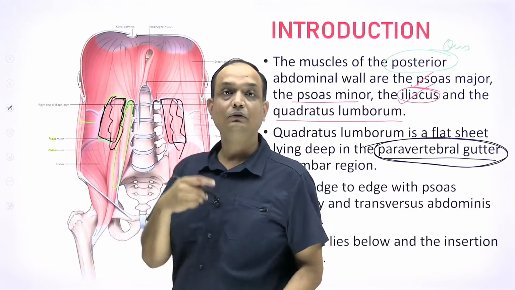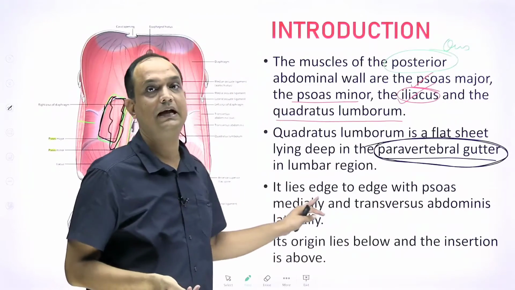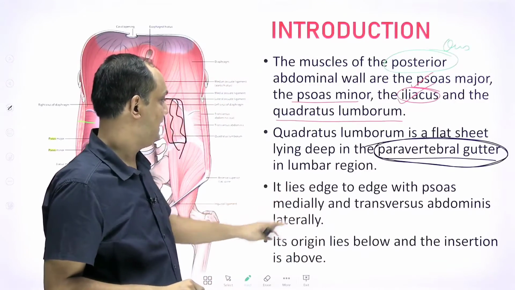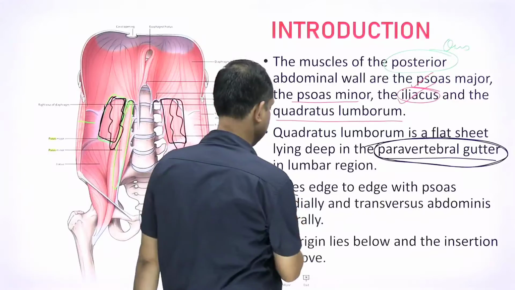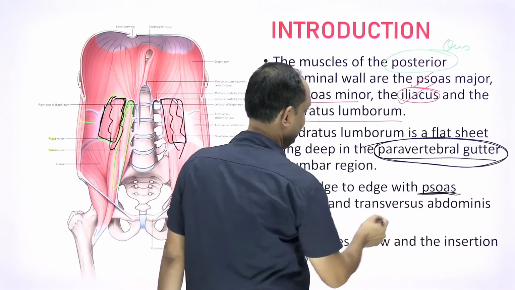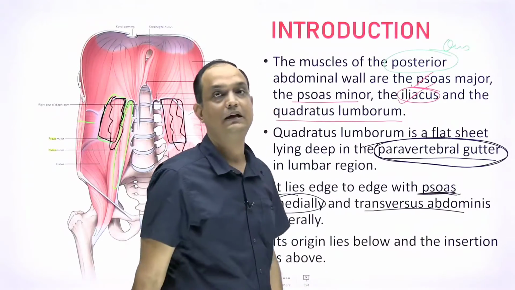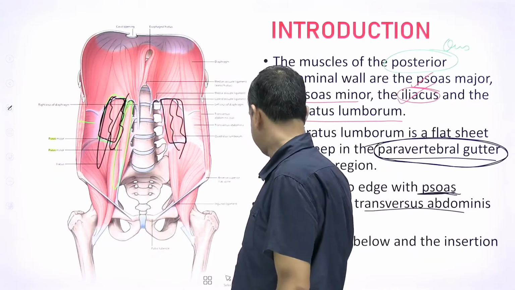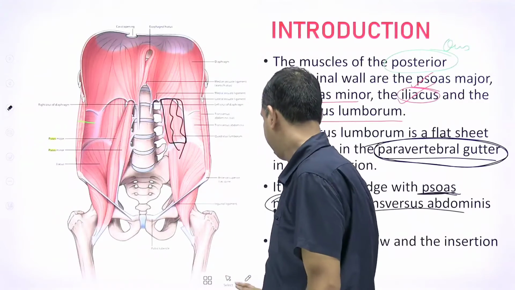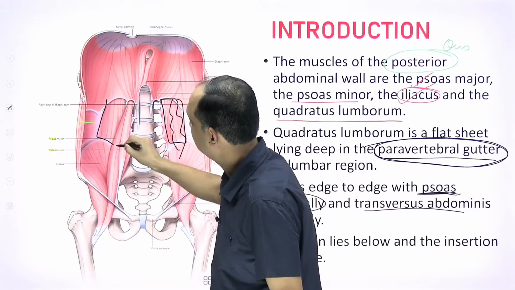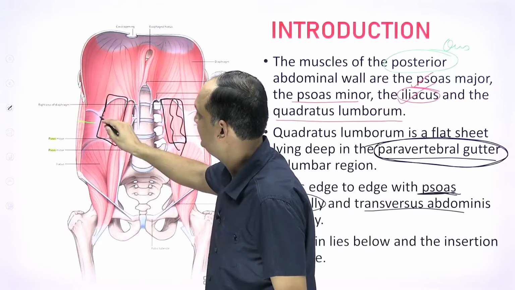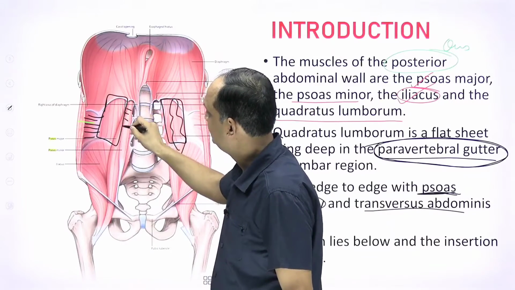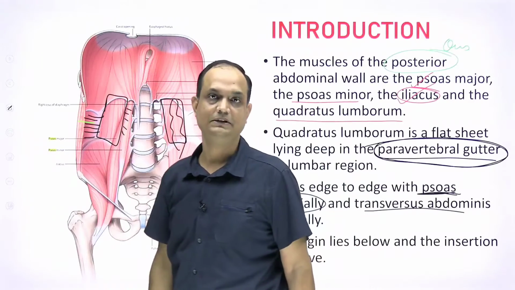Clear? Then the second important thing is the margins of your quadratus lumborum: medially it is related to the psoas muscle and laterally it is related to transversus abdominis. You can see here, if you mark the muscle known as quadratus lumborum, where is the muscle? This is your quadratus lumborum. So this lateral border is joining with this transversus abdominis and this medial border is related to the psoas major muscle.